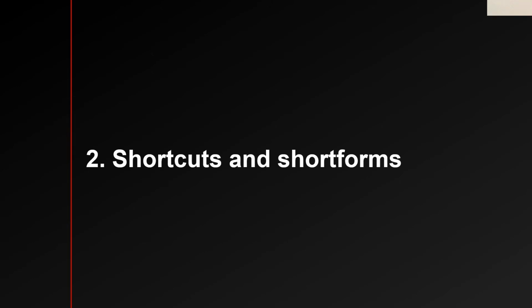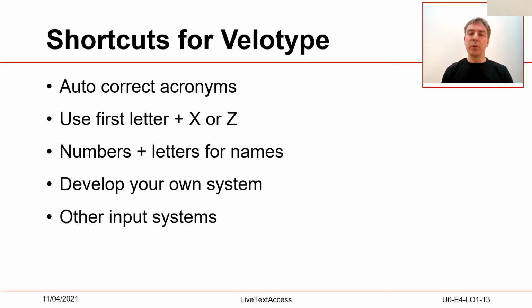Shortcuts and short forms. There are a few tips and tricks for using shortcuts or short forms for Velotype. You can automatically capitalize acronyms, for example EU becomes capitalized EU and USA becomes capitalized USA. Besides that, names and words that will be frequently used in a meeting but which are not so common can be added with, for example, the initial letter followed by an X or Z. So NX becomes Netherlands or AX becomes accessibility.